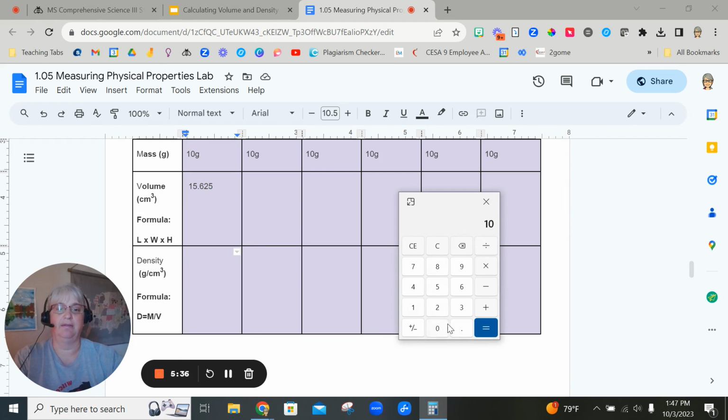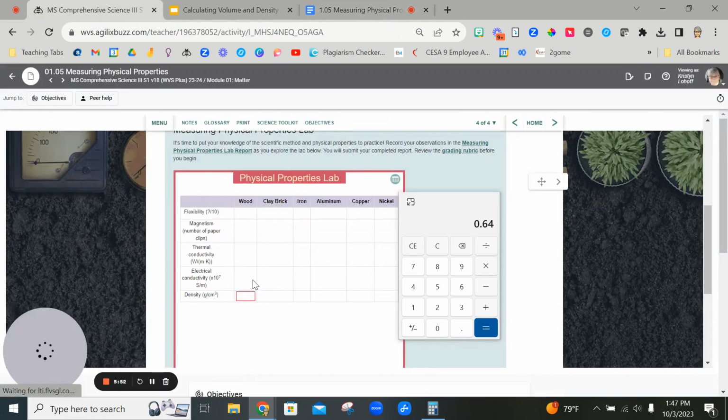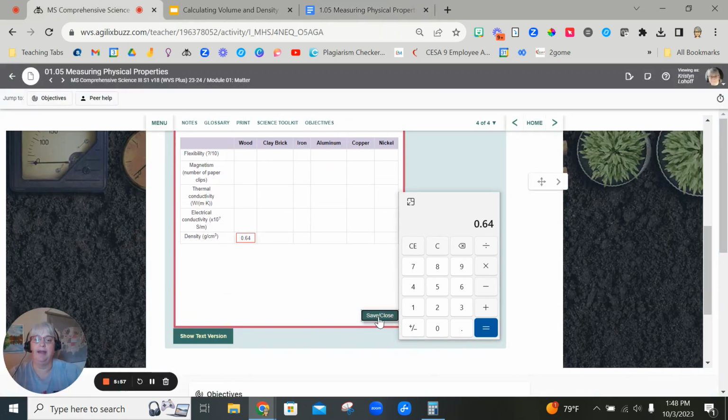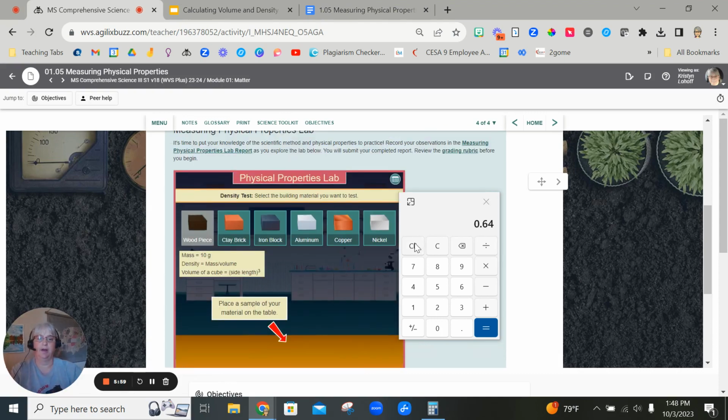So 10 divided by 15.625 equals 0.64. That is my value for density of this material. And that can go into this table. And then save and close. All right, I'm going to clear this out.